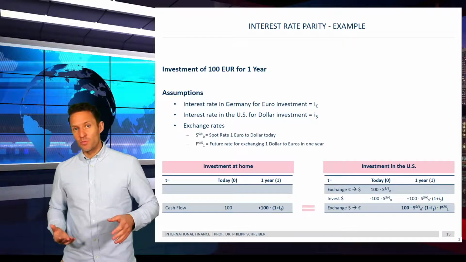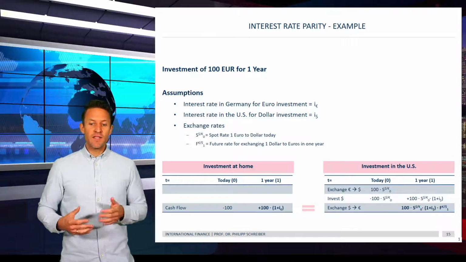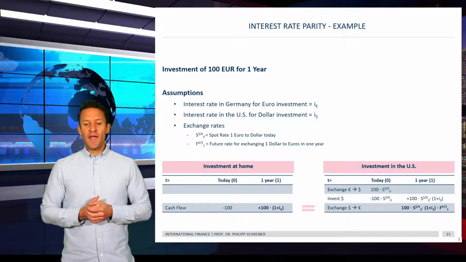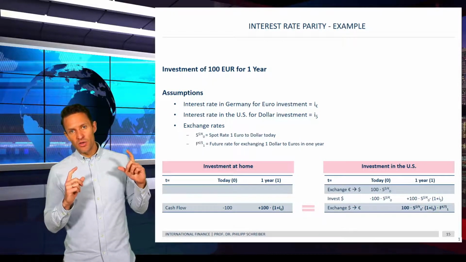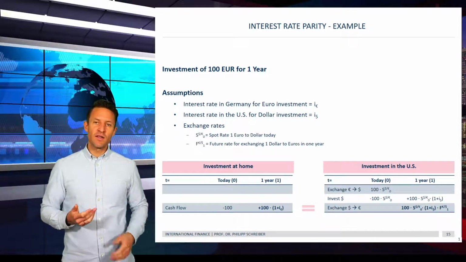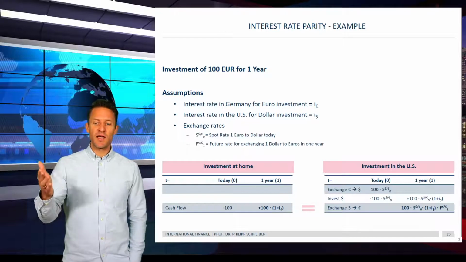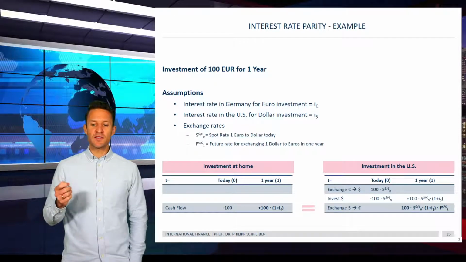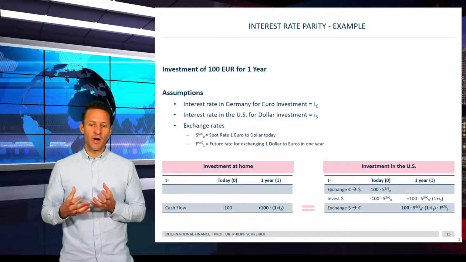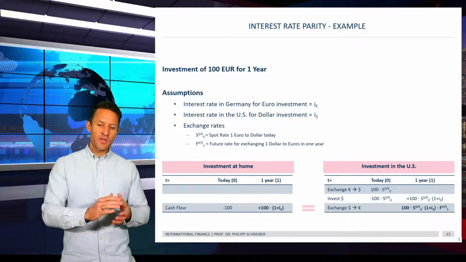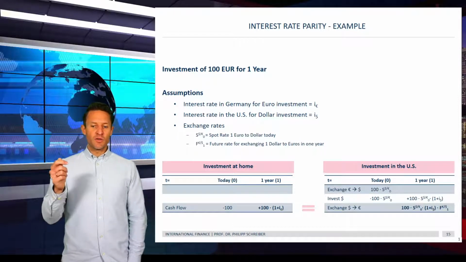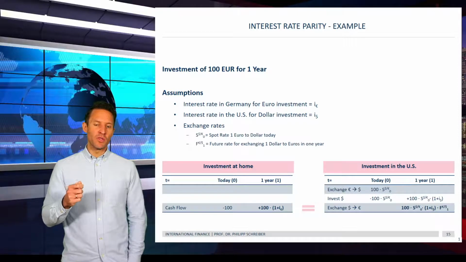Okay, the second option is, all right, let's invest in the US. So today, first thing we do is we exchange 100 euros to US dollars. How many US dollars do we get? 100 times the exchange rate, 100 times S dollar euro. Okay, now we have some dollar amount. We bring it to the US bank, so we invest it. We have minus 100 times whatever exchange rate we received.